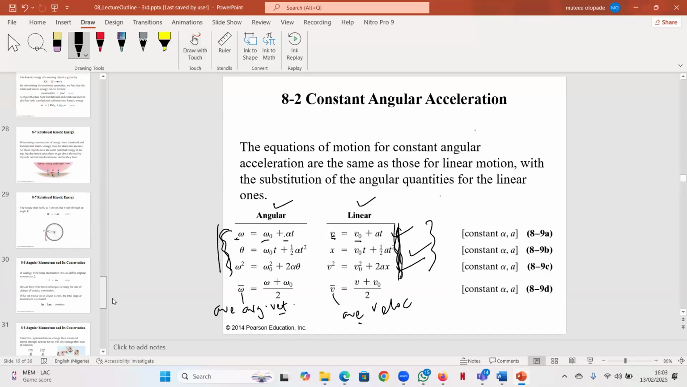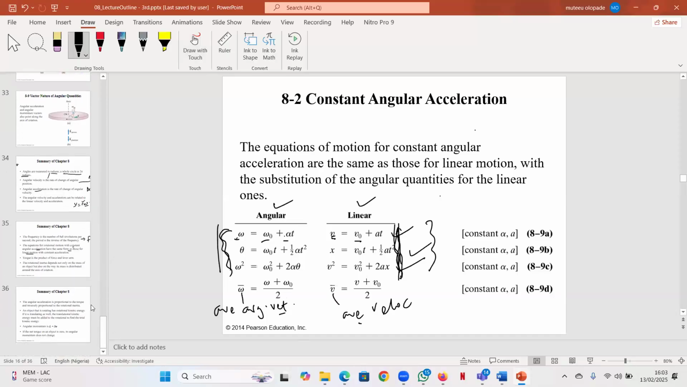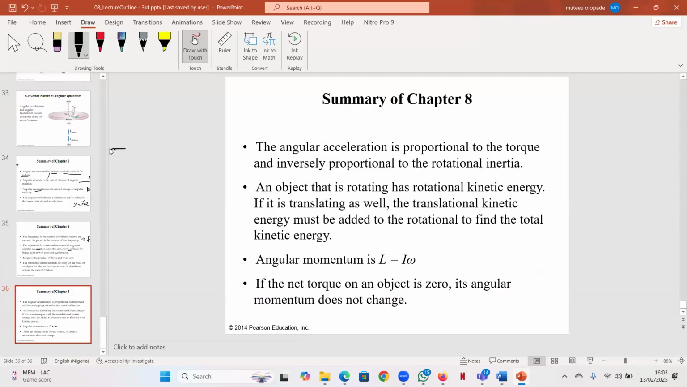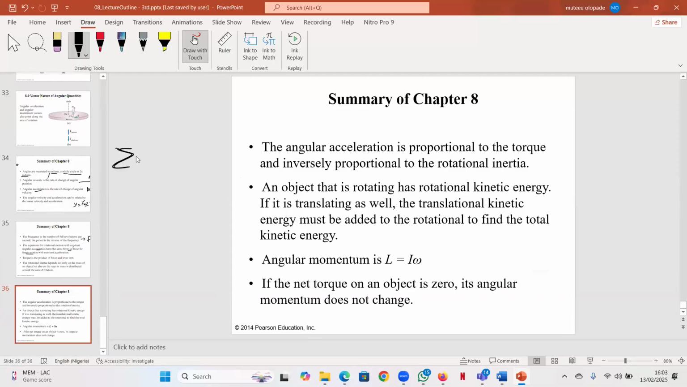So going by that, the angular acceleration is proportional to the torque. Angular acceleration is proportional to the torque. And that was what we had here, where the summation of the torque is given, and you know torque is force times perpendicular distance. It is the summation of mass times the distance r squared, times the angular acceleration alpha. So that is what you have.